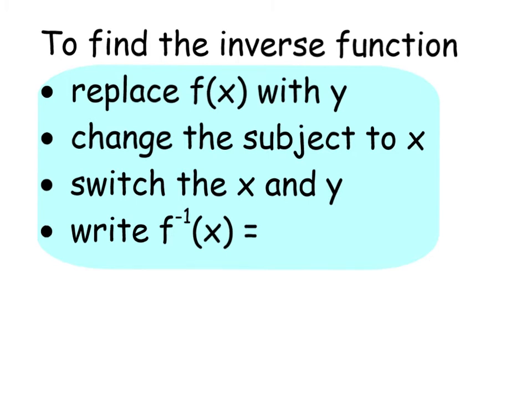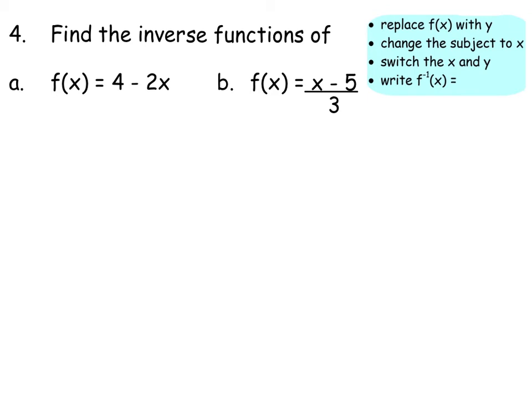So let's have a look at some of these. We want to find the inverse function of 4 minus 2x. So let's follow the steps. We'll replace f of x with y, and that gives us y equals 4 minus 2x.